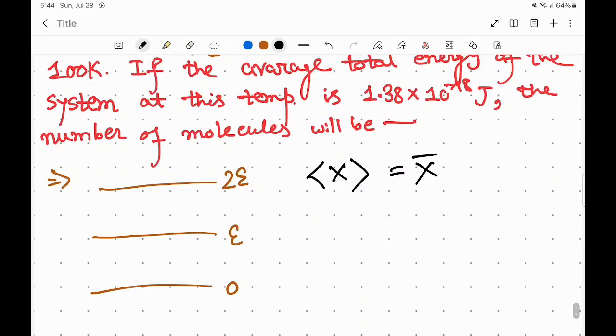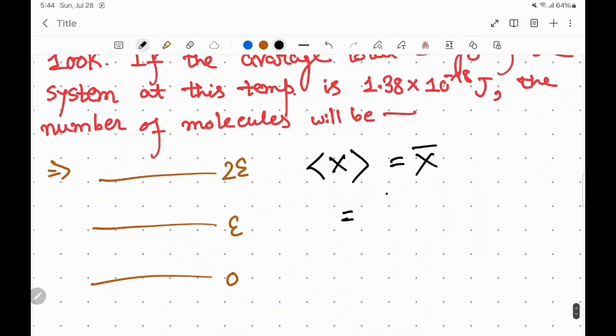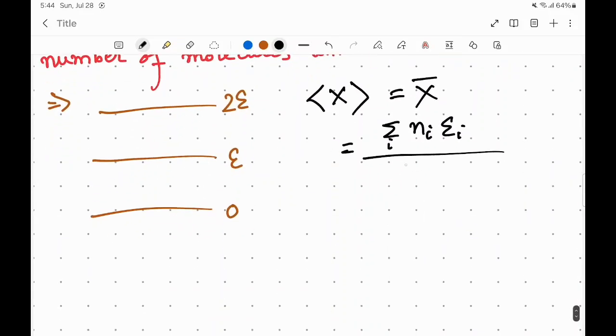So it essentially means that total energy, that is the sum over i of Ni epsilon i, because all states are non-degenerate, so we can use states and levels in the same meaning. Otherwise, we have to consider the g, divided by total number of particles, that is this sum of Ni.